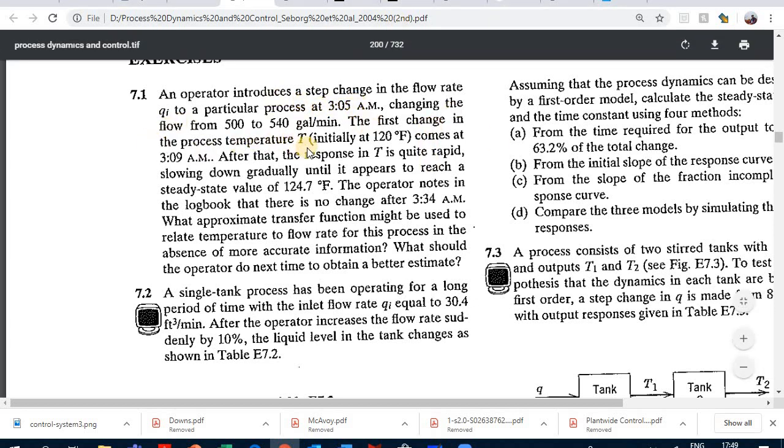The first change of the process temperature is initially at 120 degrees Fahrenheit. When you change the flow rate, the temperature changed. The temperature change comes at 3:09, which means from 3:05. So what happened? An operator introduced a step change at 3:05, but the change happened at 3:09.